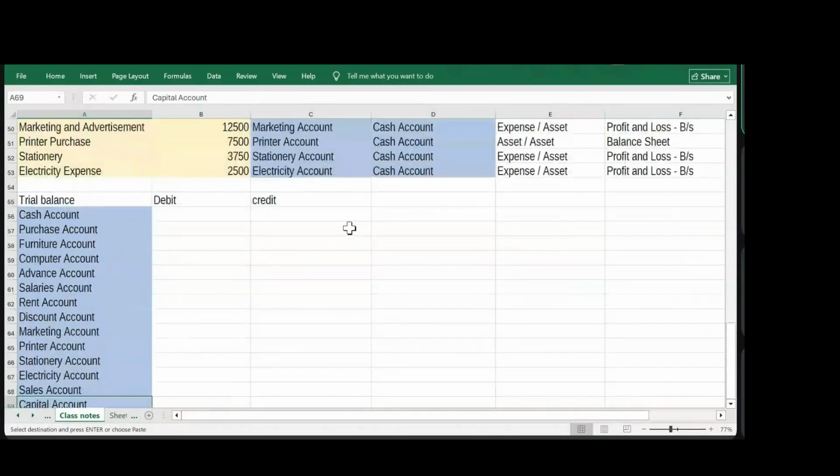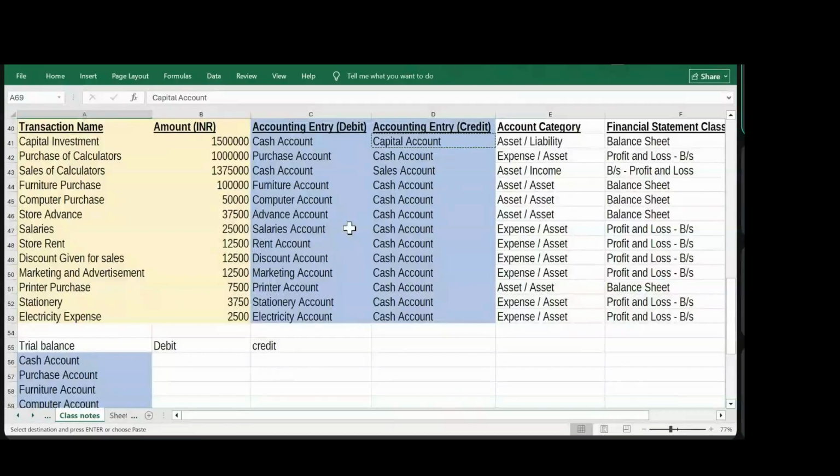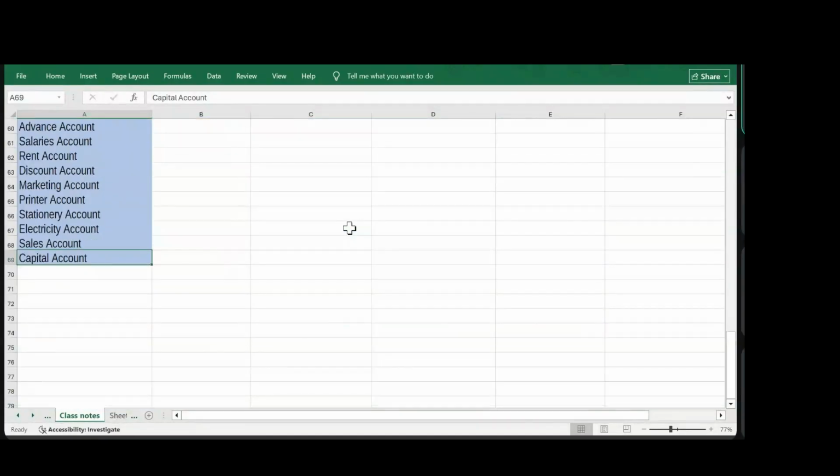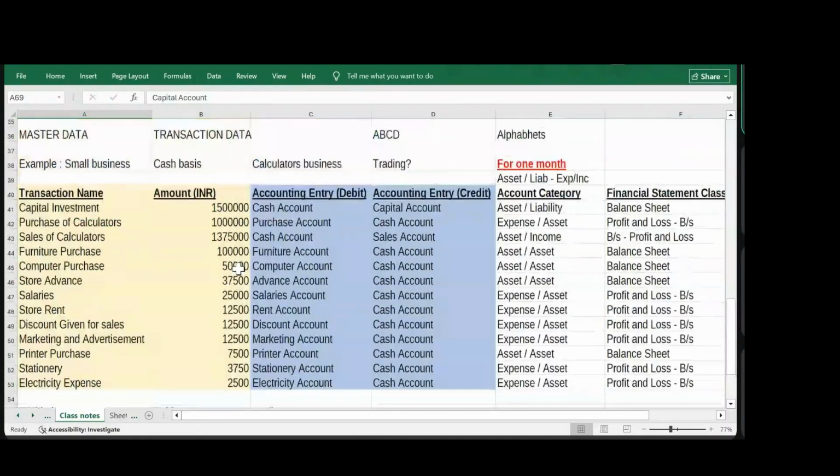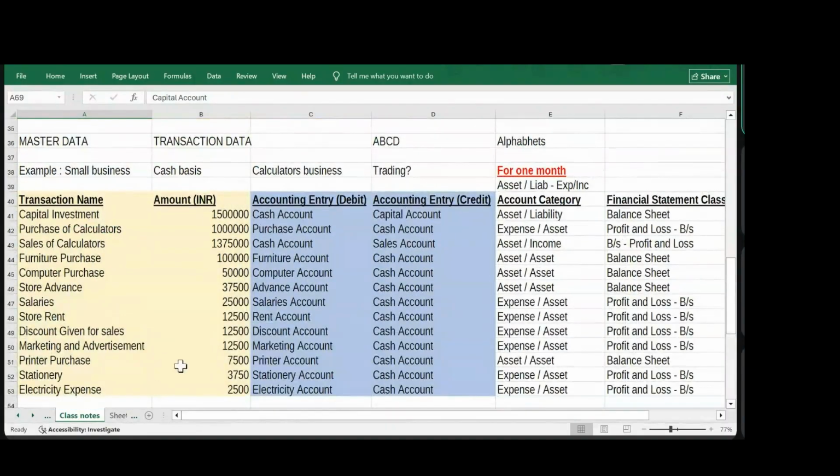When I draw a trial balance, after your transaction posting, this is called journalizing. Once you post the journal for each and every transaction as and when it happens, what we do is we take out the ledger balance.